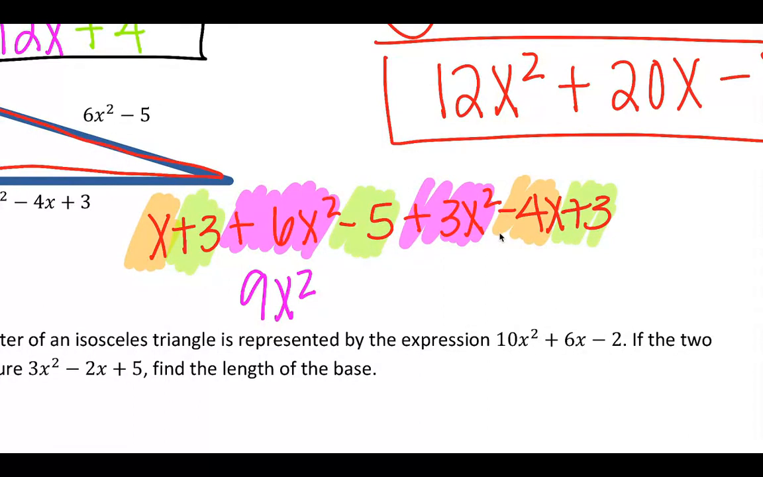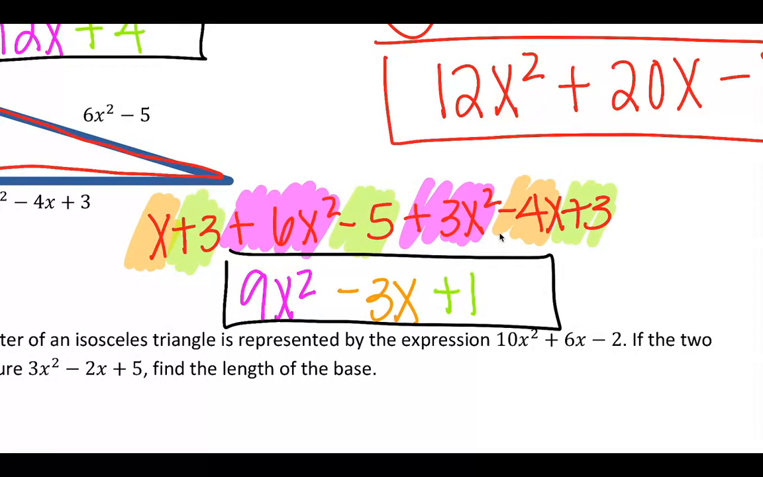Then I move on to my oranges or my x's. 1x minus 4x is negative 3x. Then my constants, 3 minus 5 is negative 2. Negative 2 plus 3 would be positive 1. And that's as simplified as it gets. So there's the perimeter for that triangle.